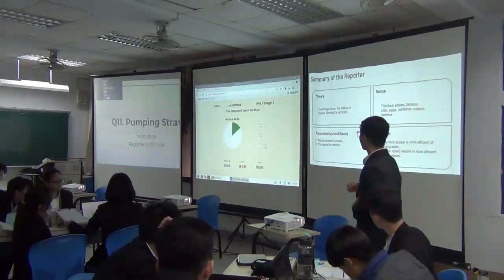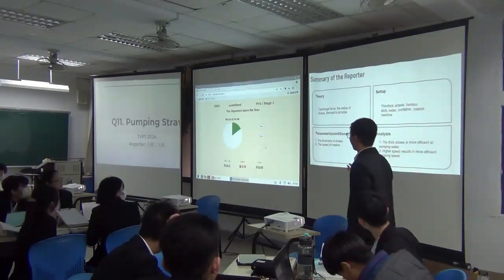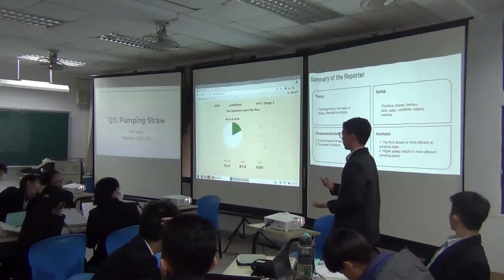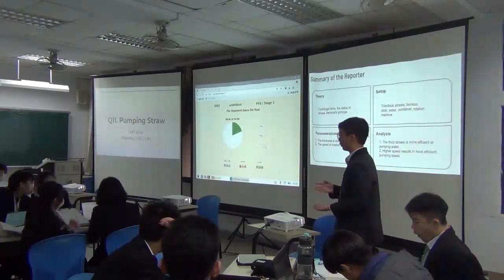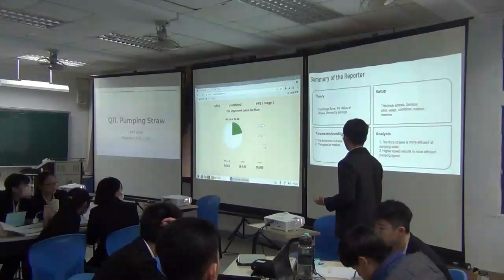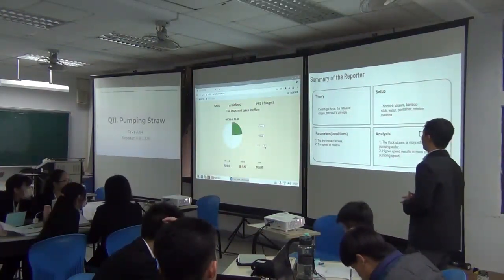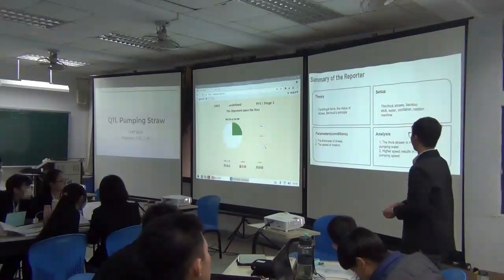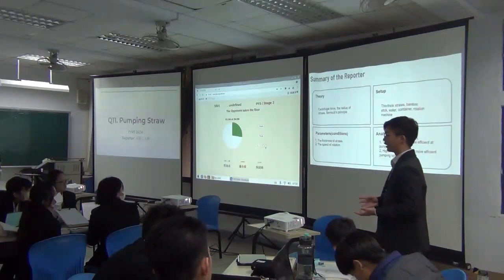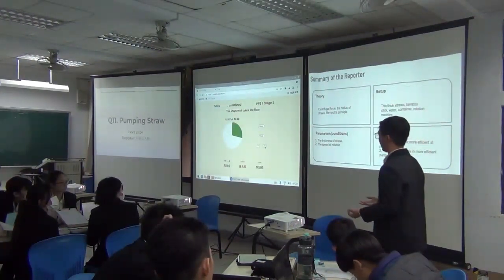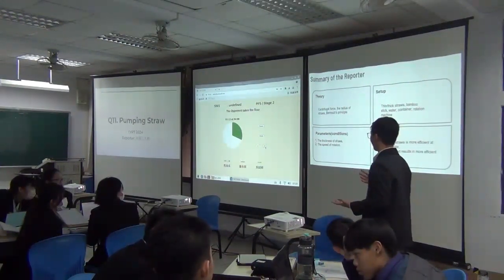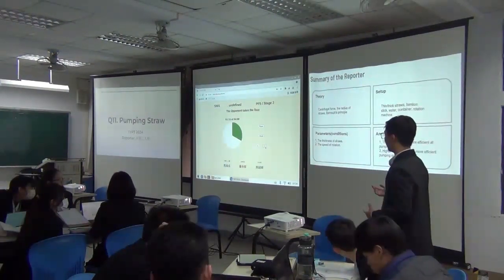And here comes the summary of the reporter. So the theory they use is about the centrifugal force, which the student assumes to be the dominant force in the pumping of the water, and they use Bernoulli's principle in their theory. And for their setup, they mention they use thin and thick straws, a water container and a rotation machine. But they did not give a demonstration video or even a graphic drawing. And for their parameters, they discuss the thickness of the straw and the speed of rotation.